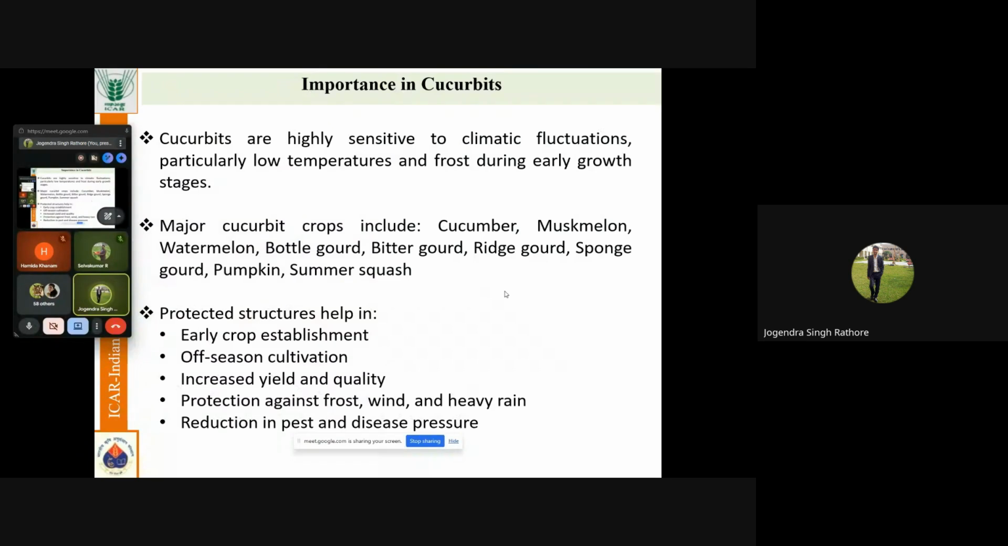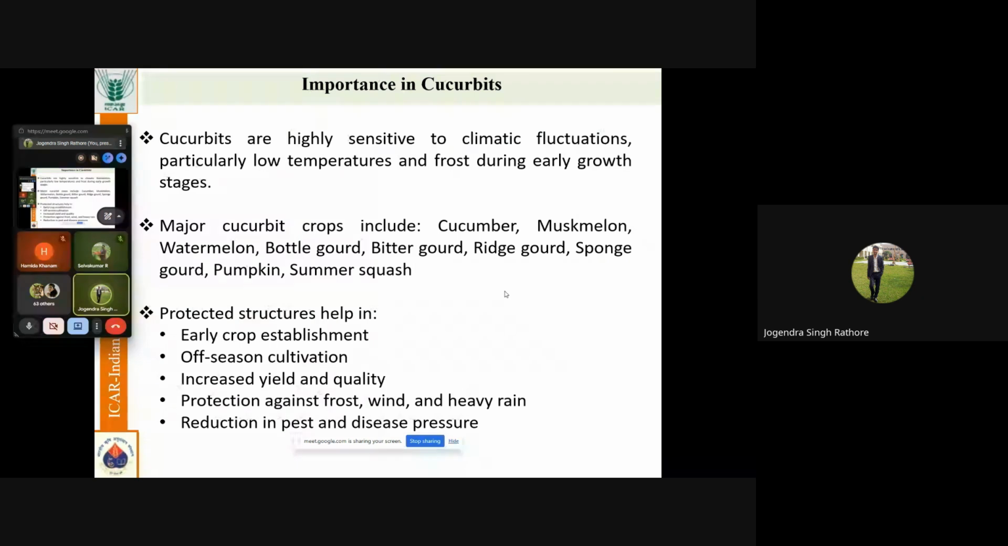In many cases, we observe that when temperature goes higher, the production of male flowers is more in cucurbits. So many times we come across the problem that there is only vegetative growth or only male flowers, but no fruit production on a particular vine or crop. Basically, it's due to the higher temperature. Similarly, if temperature goes below the optimum, we see that it gives mostly female flowers.